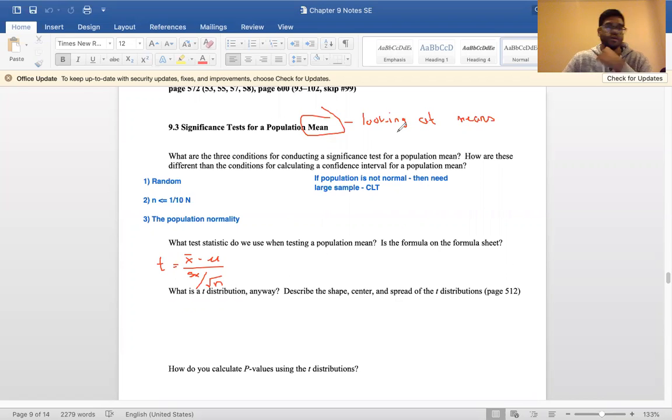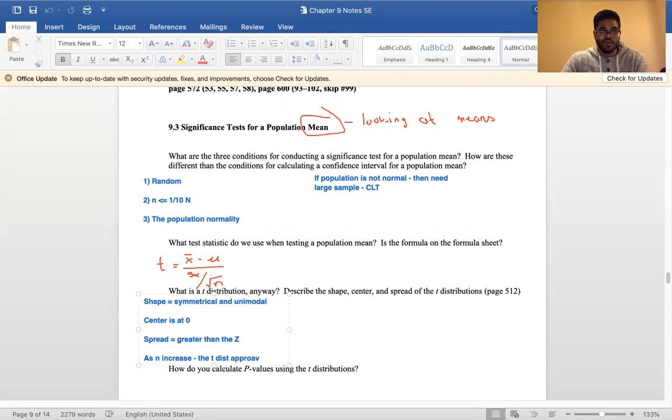So what is the t distribution? It's another bell-shaped distribution. So the shape is symmetrical and unimodal. The center is at 0. The spread is greater than the z. And the last big point, as n increases, the t distribution approaches the z distribution. So as n gets larger and larger, your t distribution ends up becoming more and more like the z.